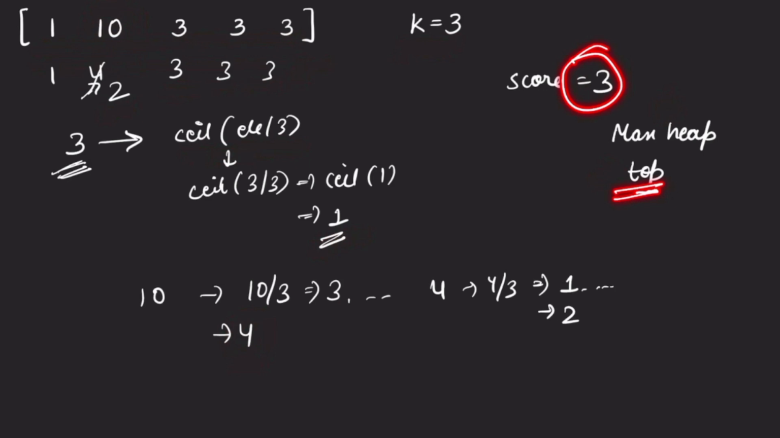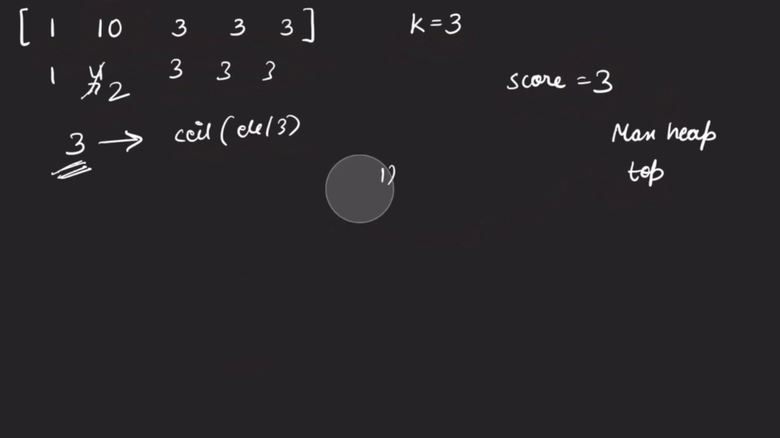I'll add it to the score. I'll apply this formula and whatever is the value, I'll push it back into my max heap, right? So at the end, when you have applied your k operations, you will get the maximum score and you can return it, right? Simple. Now, but if you closely see, there is a catch here.